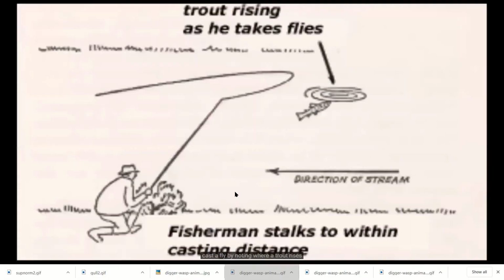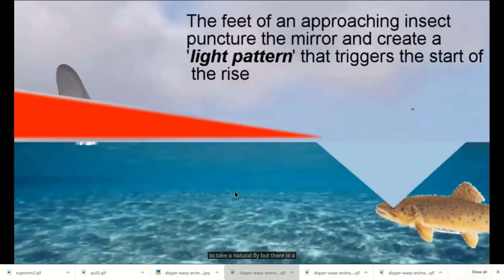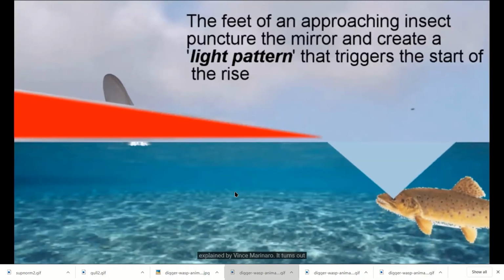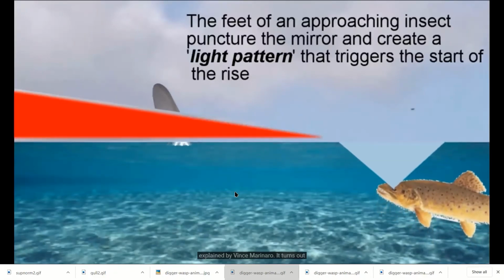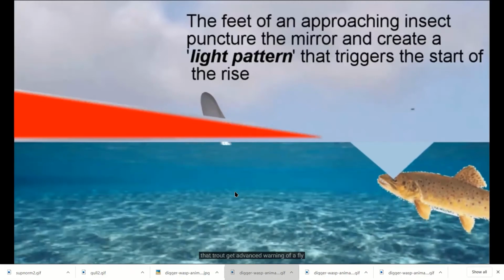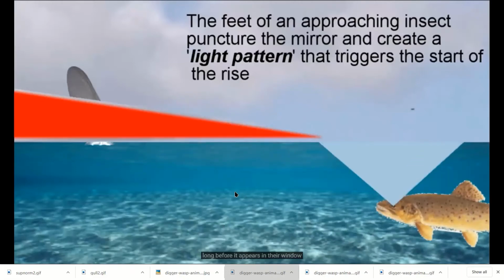We often judge where to cast our fly by noting where a trout rises to take a natural fly. But there is a flaw in this approach, which has been explained by Vince Marinaro. It turns out trout get advance warning of the fly long before it appears in their window. Trout are able to see parts of an insect or artificial fly that rests on or punctures the mirror. Bodies of emerging flies break through the water surface. They hang beneath the mirror. The legs of duns resting on the surface also create a light pattern that triggers the start of the rise.